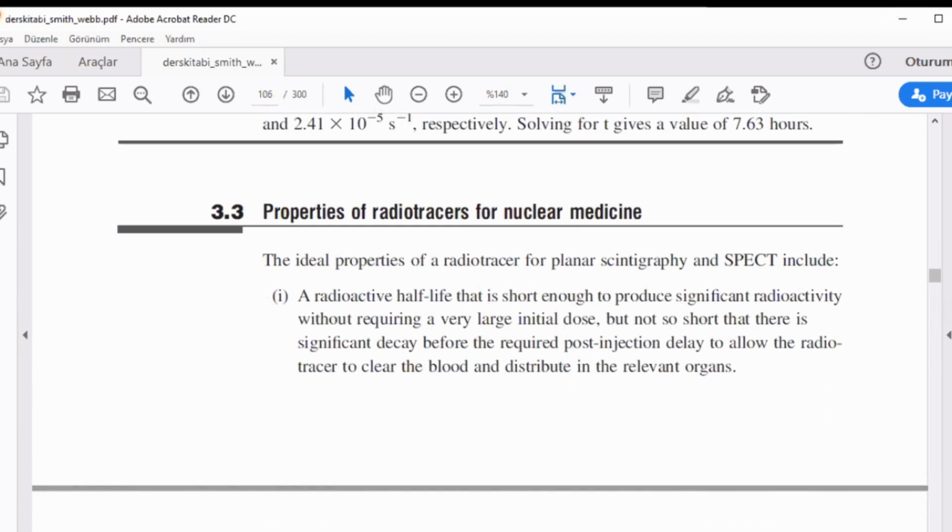We are continuing. Properties of radiotracers for nuclear medicine are related to some chemistry and physics. So ideal properties of a radiotracer for planar scintigraphy and SPECT include a half-life that's short enough to produce significant radioactivity without requiring a very large initial dose. Okay, so that to save the patient, of course.